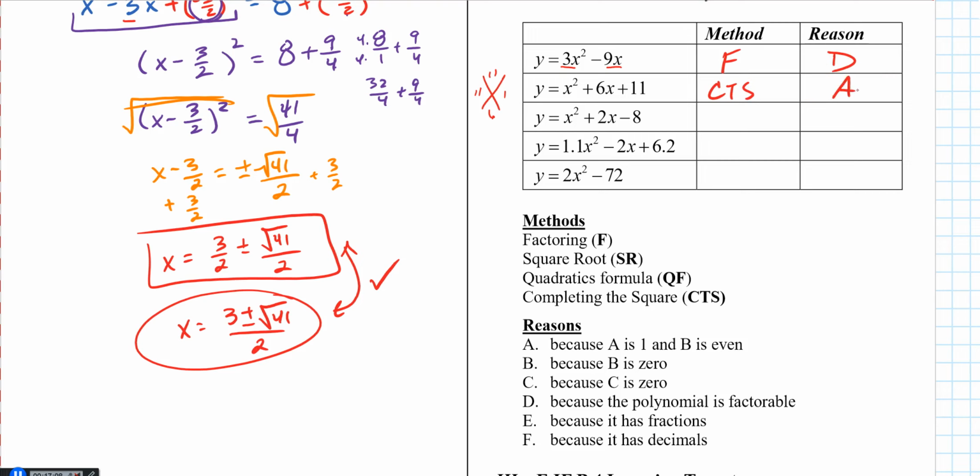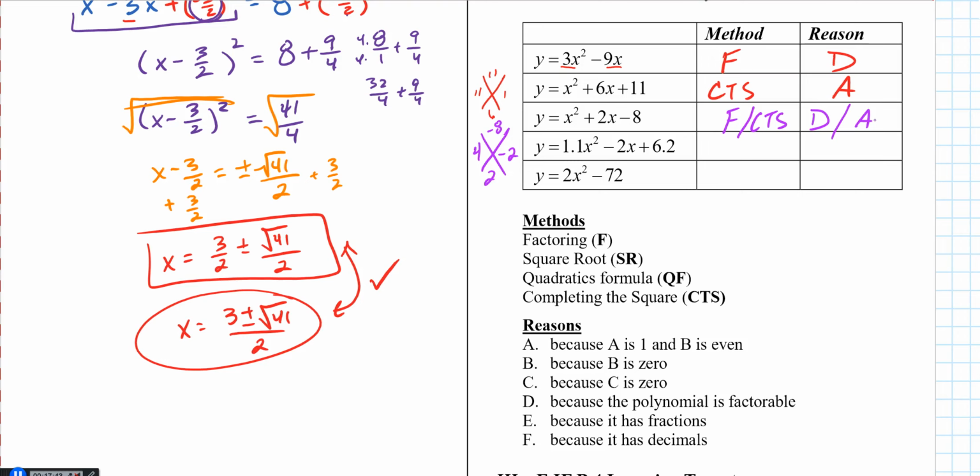The third one, x squared plus 2x minus 8. Again, we can complete the square on that because a is 1 and b is even. If I make the big X, I get negative 8 and positive 2. And if I think for just a second about it, I see that 4 times negative 2 would be negative 8, and 4 plus negative 2 is positive 2. So this one is factorable, or we can complete the square. If it's factorable, it's because it's factorable. If it's completing the square, it's because a is 1 and b is even. So that one has multiple correct answers.